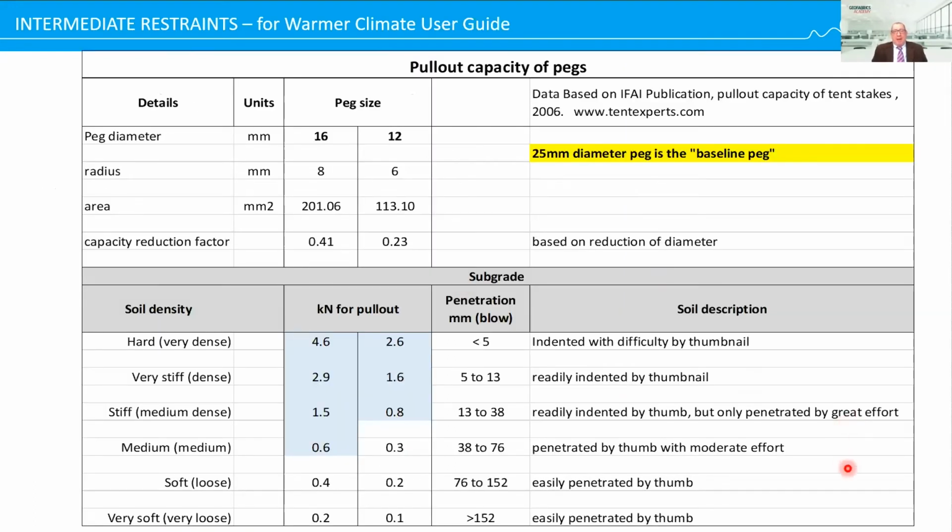Now I have interpolated some rough pull-out figures of these different pegs based on a publication by the IFAI. And basically what it's saying is these pegs, depending on the density and number of blows from a cone drop penetrometer test, will give you a rough pull out for these different types of pegs in kilonewtons.